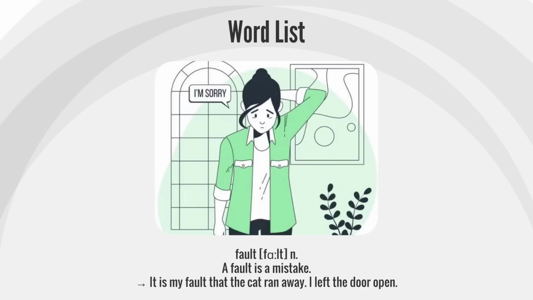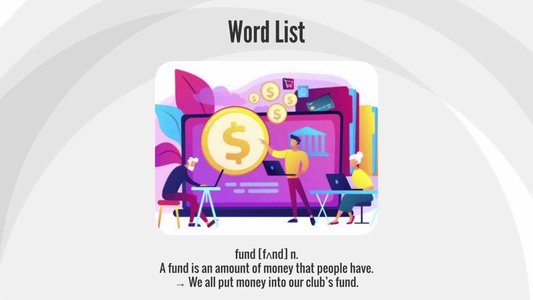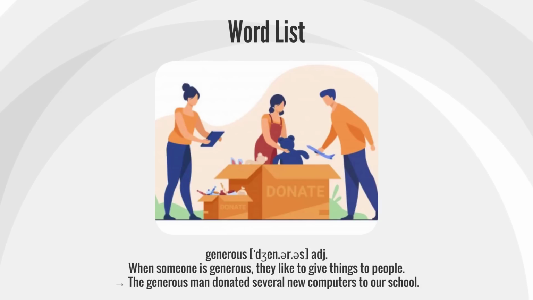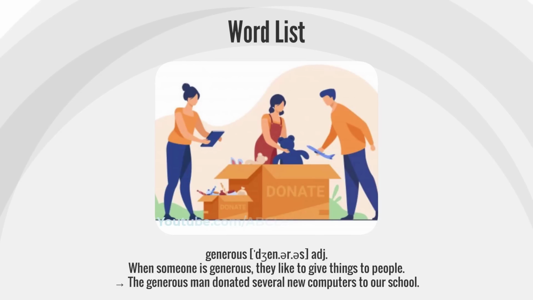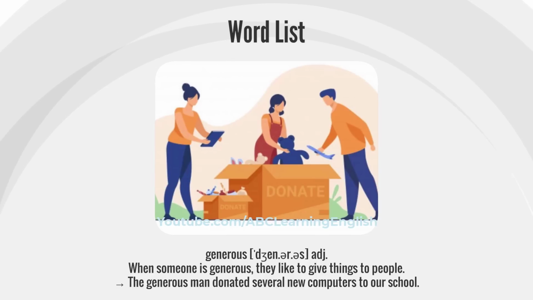Fault. A fault is a mistake. It is my fault that the cat ran away. I left the door open. Fund. A fund is an amount of money that people have. We all put money into our club's fund. Generous. When someone is generous, they like to give things to people. The generous man donated several new computers to our school.